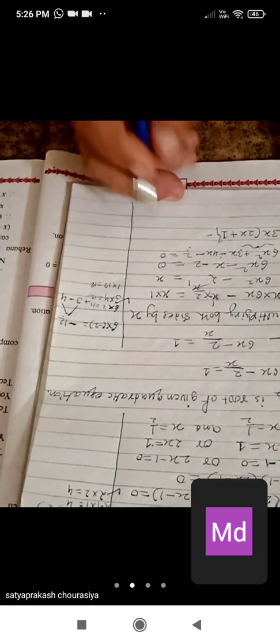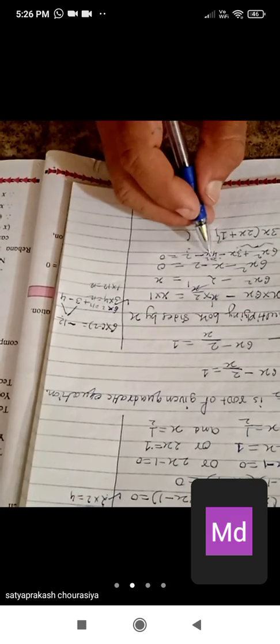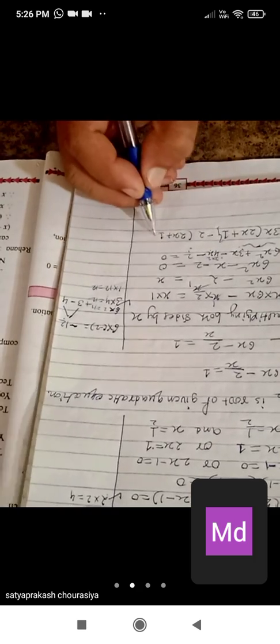Now see, in between the 4x and 2, the smaller number is 2, and 4 comes in the table of 2. So that's why 2 will be the common in between these two terms. So here 2 is common. So what will be left? 2 twos are 4, so 2x will be left, and here 1 will be left because 2 ones are 2. Now here minus 2 is taken as common, so plus 1 will be left in the bracket. So this is equal to 0.